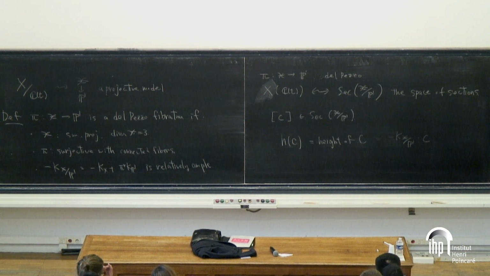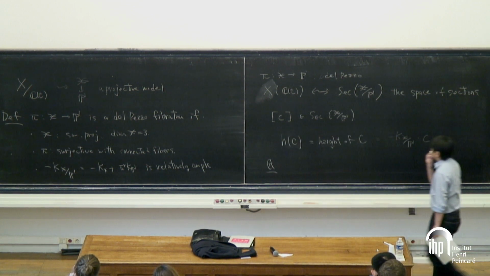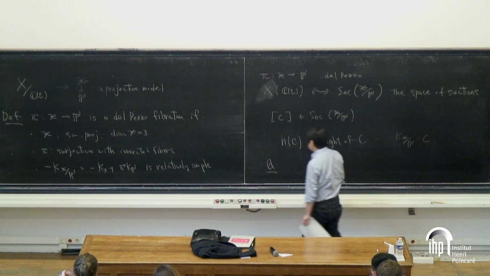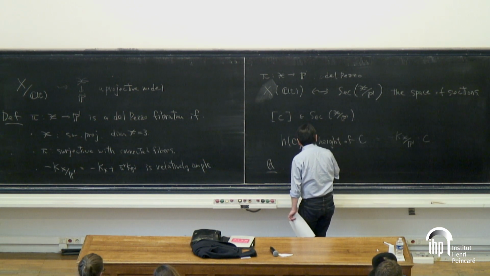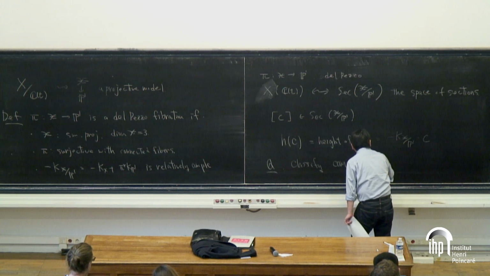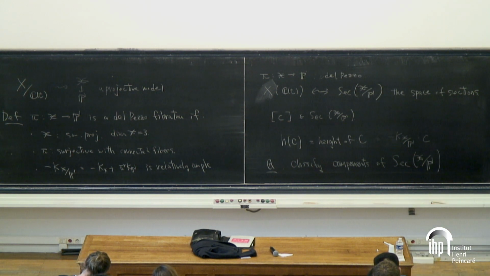So for example, this height satisfies a certain Northcott property, namely sections of bounded height are parameterized by finitely many families. Of course, each family contains infinitely many sections, so you cannot get finitely many sections. But you can say that there are only finitely many families parameterizing sections of bounded height. And then in this talk, Brian and I are interested in studying the following question. So classify components of a space of sections. So that's the main question I'd like to consider.